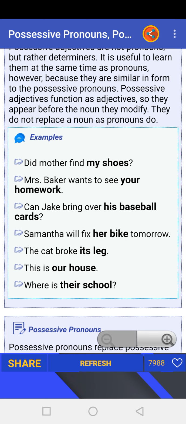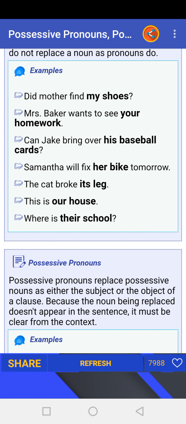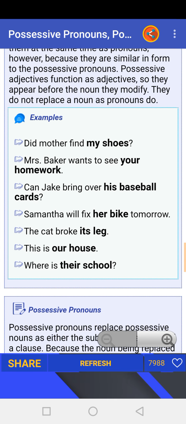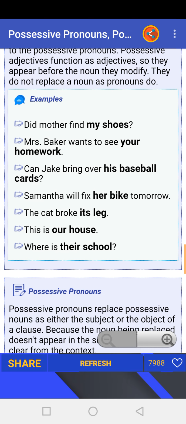So let's give some examples. Did mother find my shoes? My shoes. So my is the determiner and it isn't a pronoun because it is placed before the noun shoes. Did mother find my shoes?